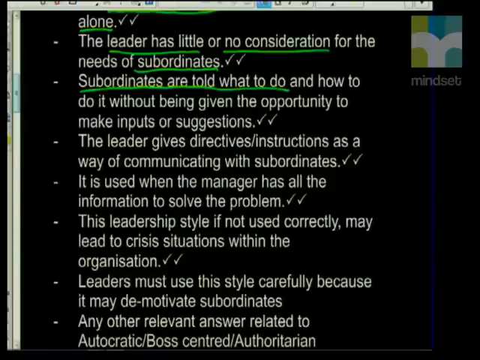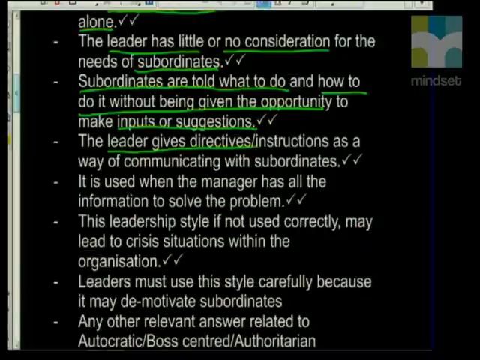Next, subordinates are told what to do and how to do it without being given the opportunity to make input or suggestions. So again, just do as I tell you kind of thing. Next, the leader gives instructions as a way of communicating with subordinates. So it's not about, okay, this is what I'm thinking, let's try and do this. It's a case of, this is what we're doing, done.